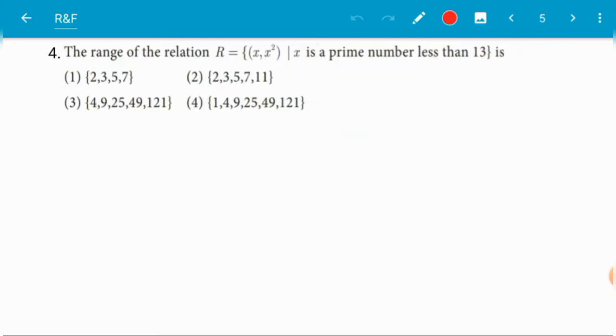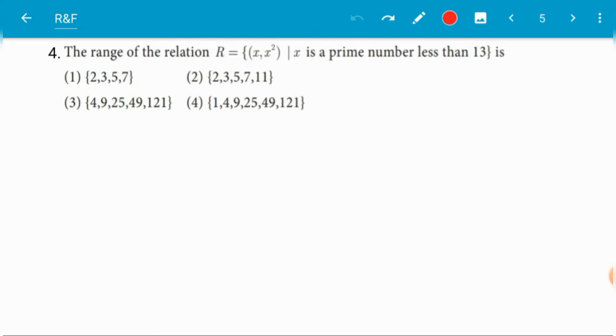Let's move to the next one. The range of the relation R is equal to {(x, x square)} such that x is a prime number less than 13. They are asking for the range. Option 1 given, option 2, option 3, option 4. 4 options given here. Please try this question. If you get the correct answer, please message in the comment box.